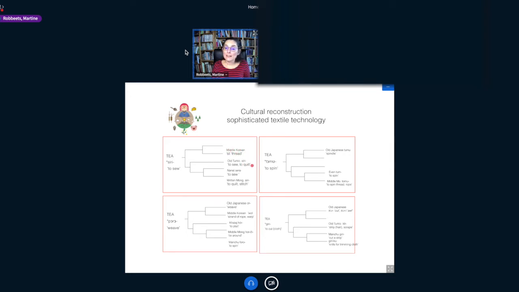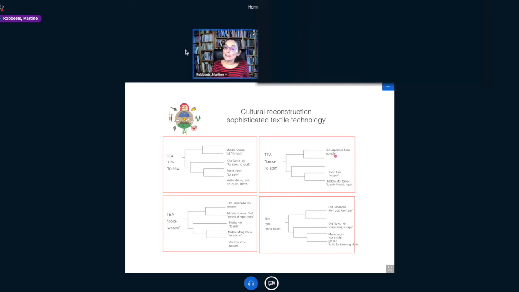thread, that then corresponds to a number of verbs for to sew, sura in Old Turkic, sera in Nanai, siri in written Mongolian. Then we have the oru in Japanese for to weave. That corresponds to Korean wool, a strand of rope. And then you have her, to plait, in Khalach and other Turkic languages, hor, tie around, in Mongolic, and foro, to spin, in Manchu, that lead to the reconstruction of a form poro with a meaning weave.